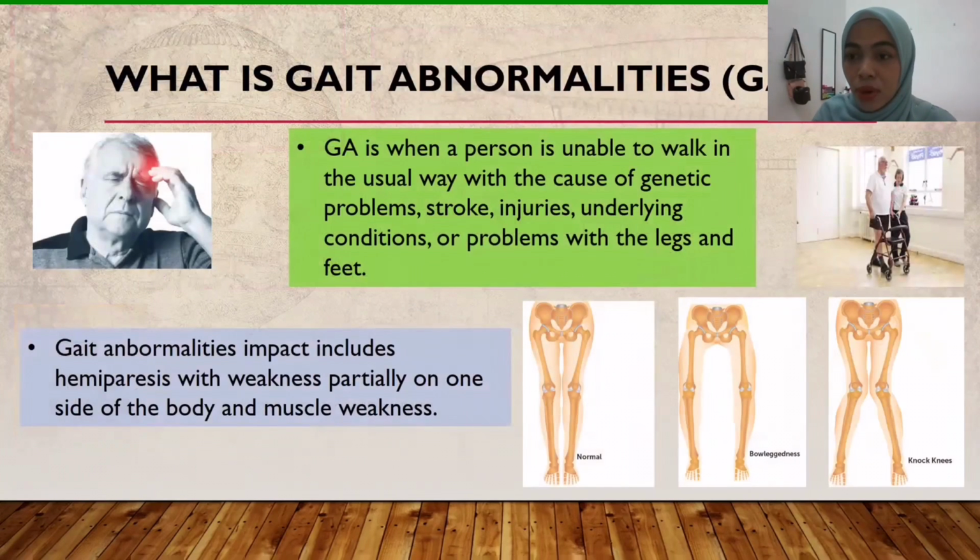So, as for the introduction, I would like to introduce what is gait abnormalities. Gait abnormalities is when a person is unable to walk in the usual way, with the cause of genetic problems such as stroke, injuries, underlying condition, or problems with the legs and the feet. Gait abnormalities impact includes hemiparesis with weakness partially on one side of the body and muscle weakness.